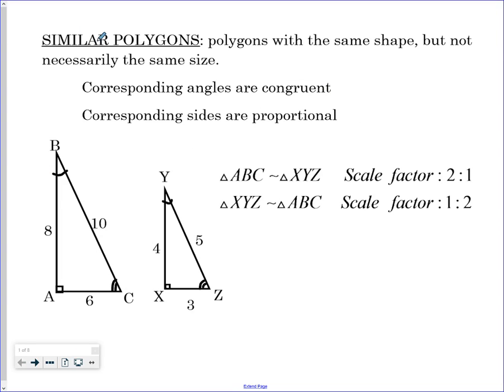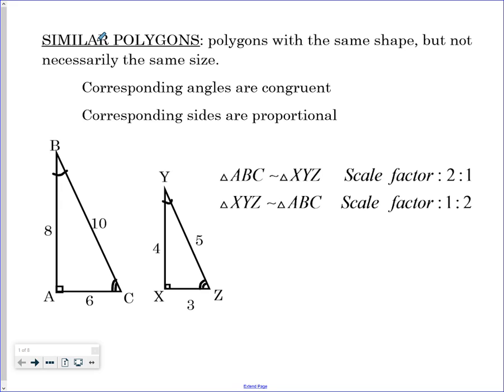7-2, similar polygons. So we've talked about congruent shapes before. Remember when we had triangles and we said side-side-side, side-angle-side, all that kind of stuff? So when you had a congruent triangle, all the corresponding pieces were congruent. For example, if you're just talking about a triangle, the three pairs of angles were congruent, and then the three pairs of sides were congruent.